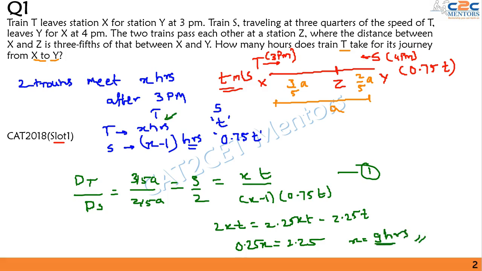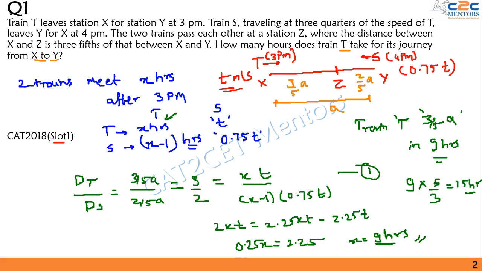Now x equals 9 hours, but in 9 hours train T covers 3/5 of the distance, 3/5 of A in 9 hours. But we are asked how much time train T takes for its journey from X to Y. Hence we need to multiply 9 by 5 by 3 and we are left with T equals 15 hours.